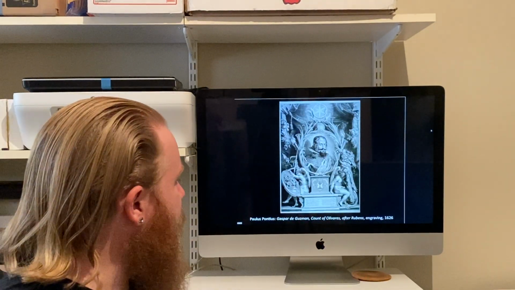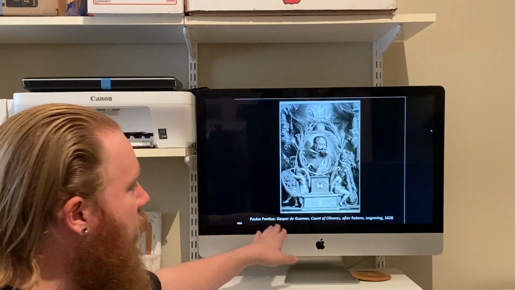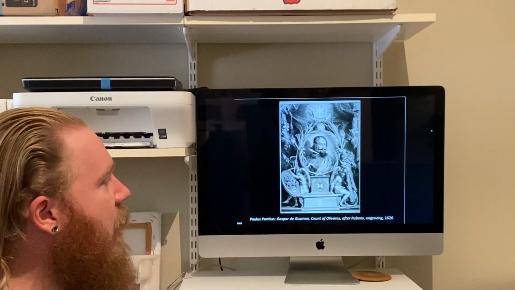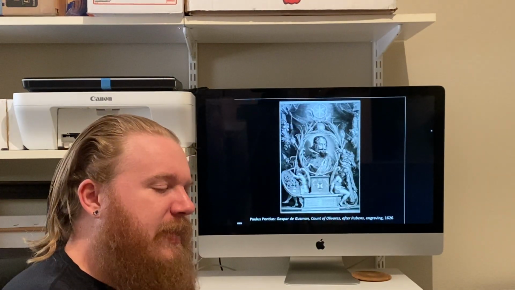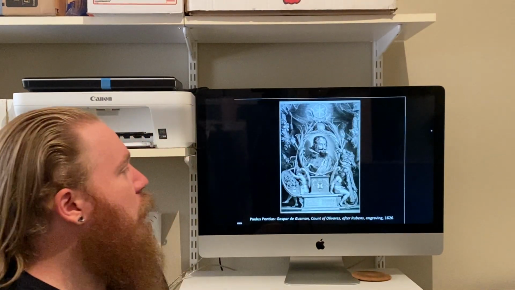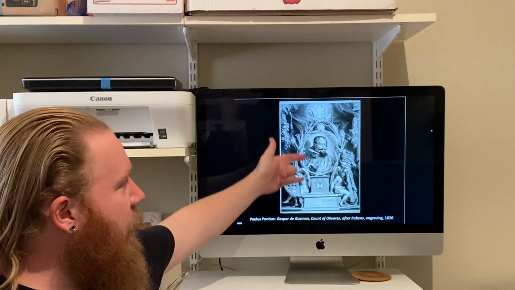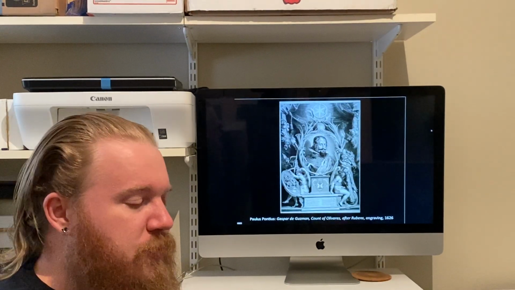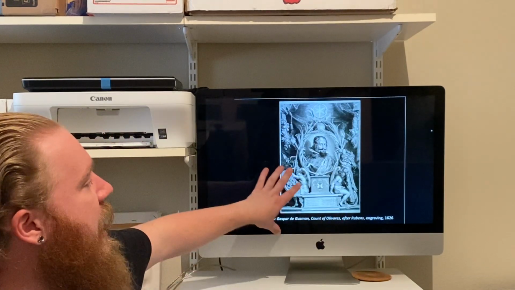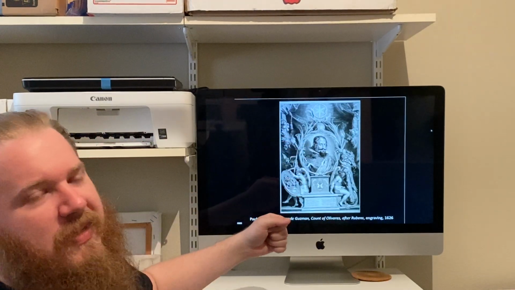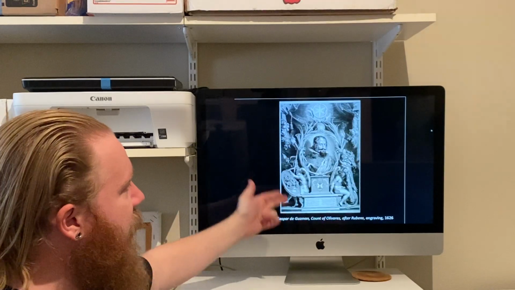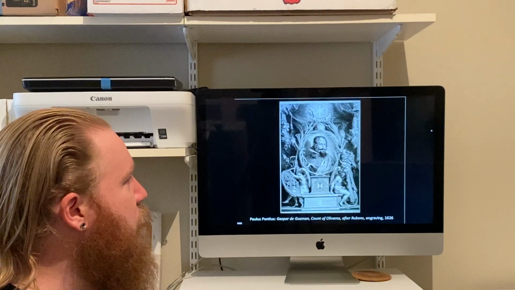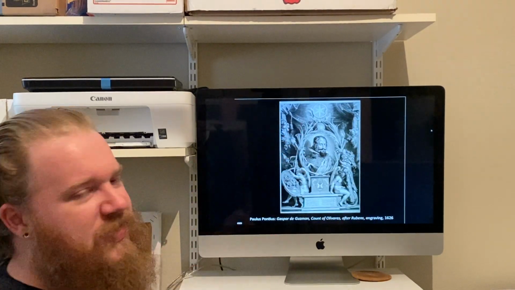So here we can see this is Paulus Pontius's Gaspar de Guzman, Count of Olivares. The Count of Olivares here, he's kind of the Prime Minister of Spain at this time. So very prominent individual. This would have been copied from a portrait of this individual done by Diego Velázquez, who was the court painter to the Spanish king, Philip IV, and very prominent patron of Velázquez here. But we can also see that we have the addition of other elements here, which are used to kind of cement the prowess of this individual.